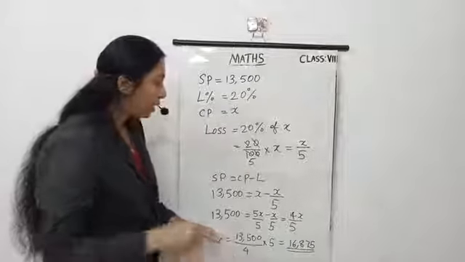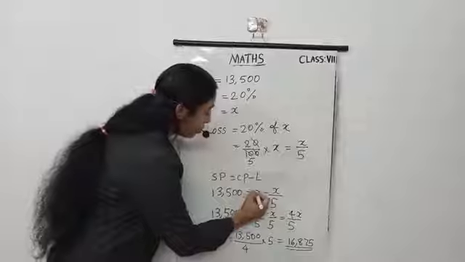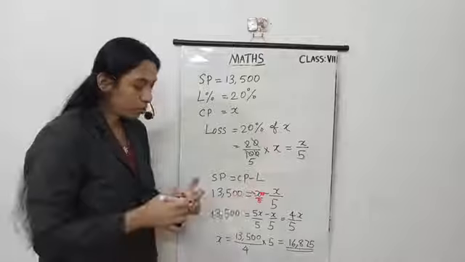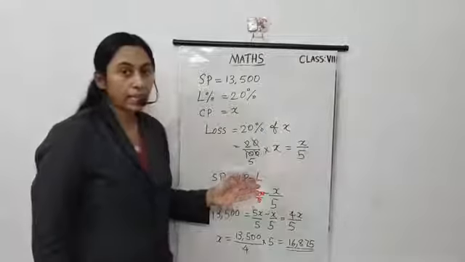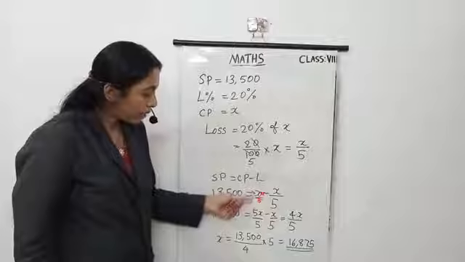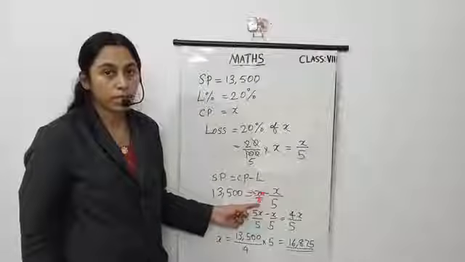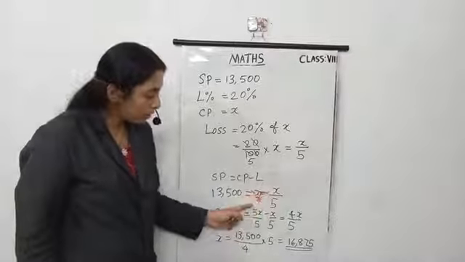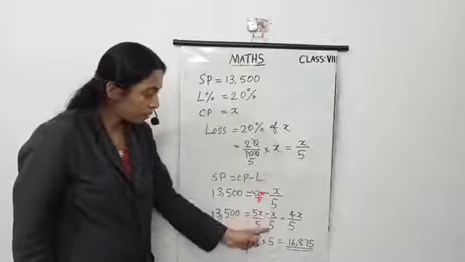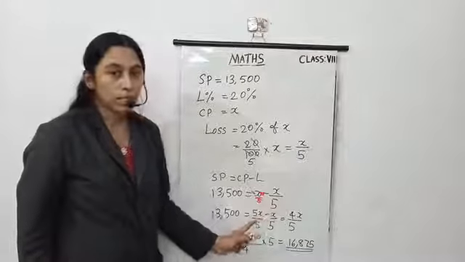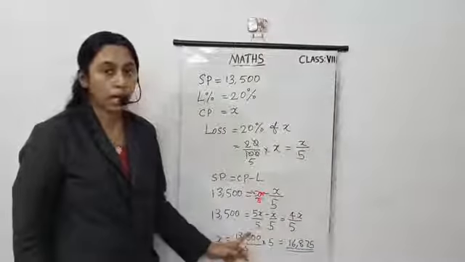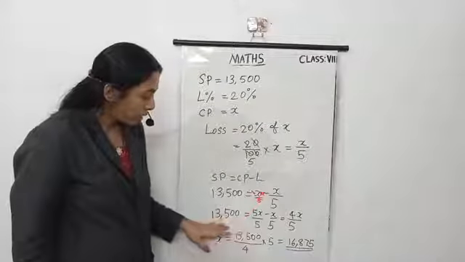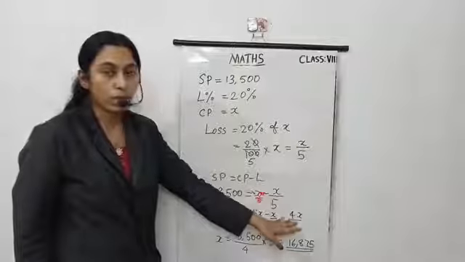Now we multiply both numerator and denominator with 5 for making both denominators the same. We already learned this in class 6. Here the denominator is 5, so this is 5x by 5 minus x by 5. Now the numerators are subtracted because denominators are the same. So 5x minus x we get 4x by 5. That is, 13,500 equals 4x by 5.